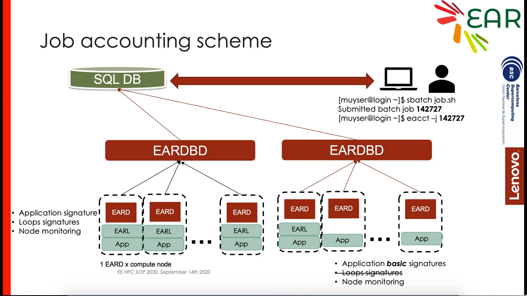Okay, so in cases where the EARL library is running, you will be able to ask for application signature, loop signatures, and node monitoring information. And in cases where the EARL library is not running, you will be able to ask for the application basic signature. Loop signatures will not be available, and neither will node monitoring.